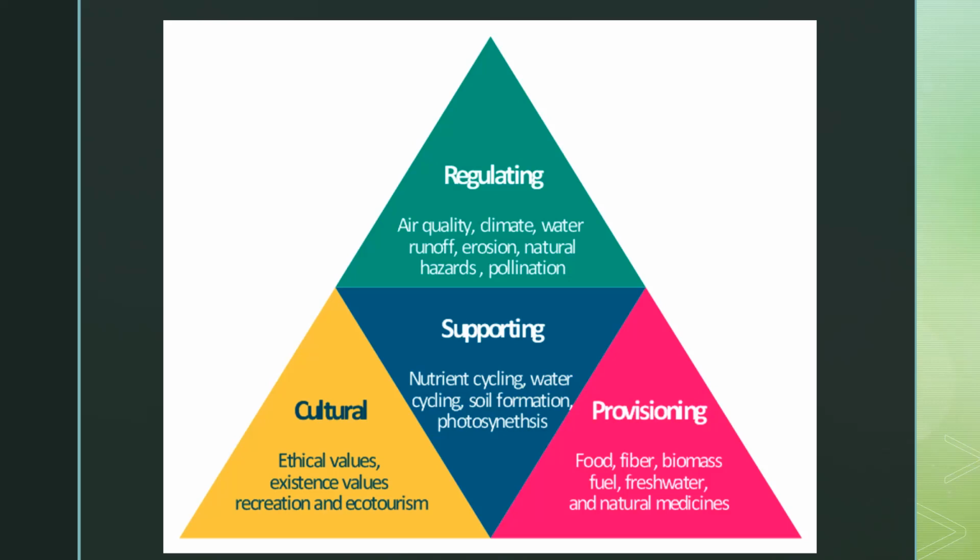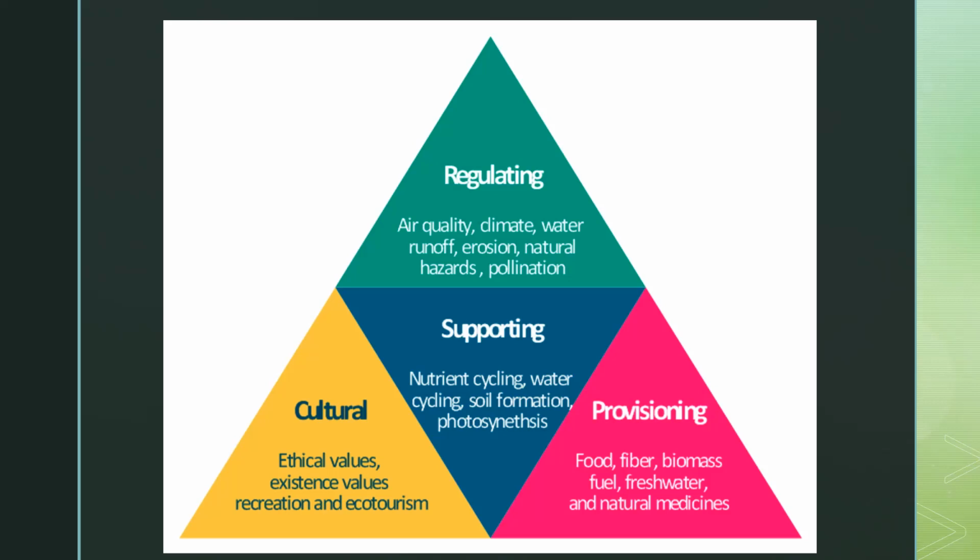There's also provisioning value. So this is where we actually use ecosystem services to produce things. So food, fiber, biomass, fuels, fresh water, natural medicines, all are things that we extract through an ecosystem, producing them as a system output.